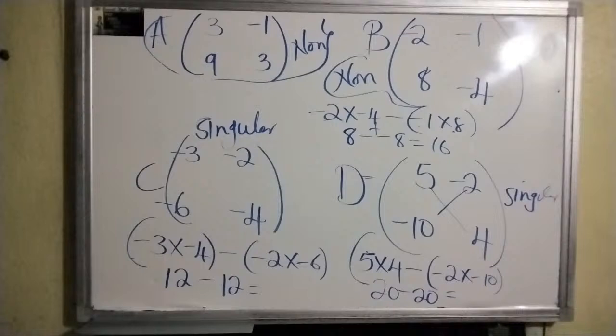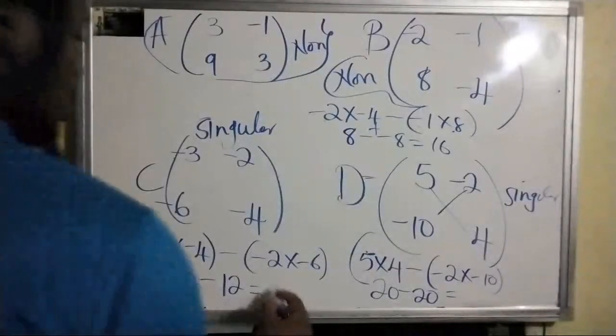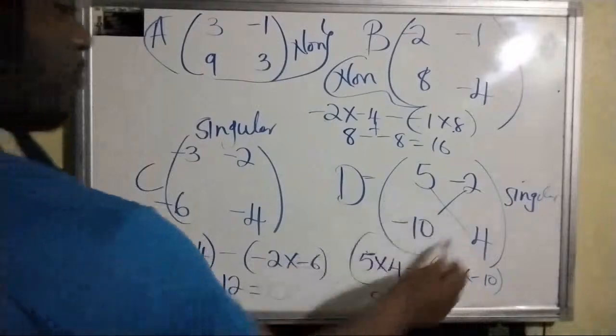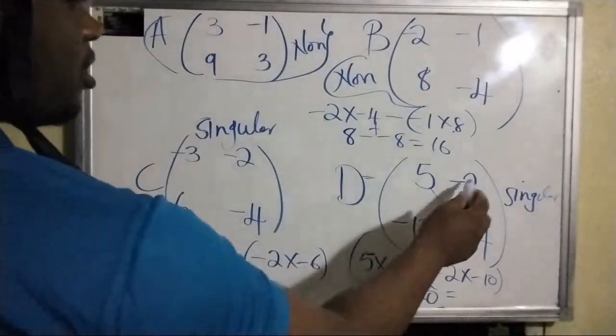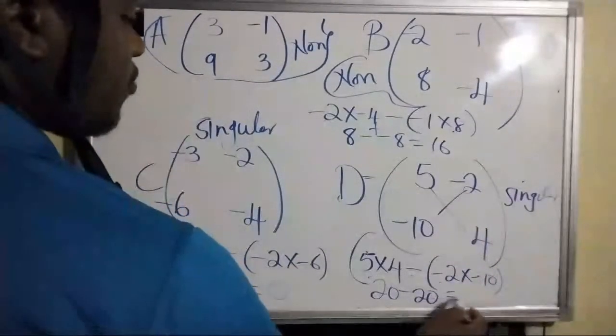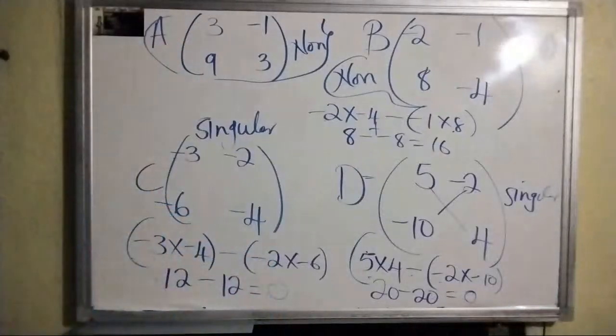Let's just check back. C, negative 3 times negative 4, that's positive 12. Put the minus. Negative 2 times negative 6, that is positive 12. So 12 minus 12 is 0. So this is singular. Let's double check this one. 5 4s are 20. Put the minus. Negative times this give a positive. So that is 0. So it's non-singular, non-singular, and singular.